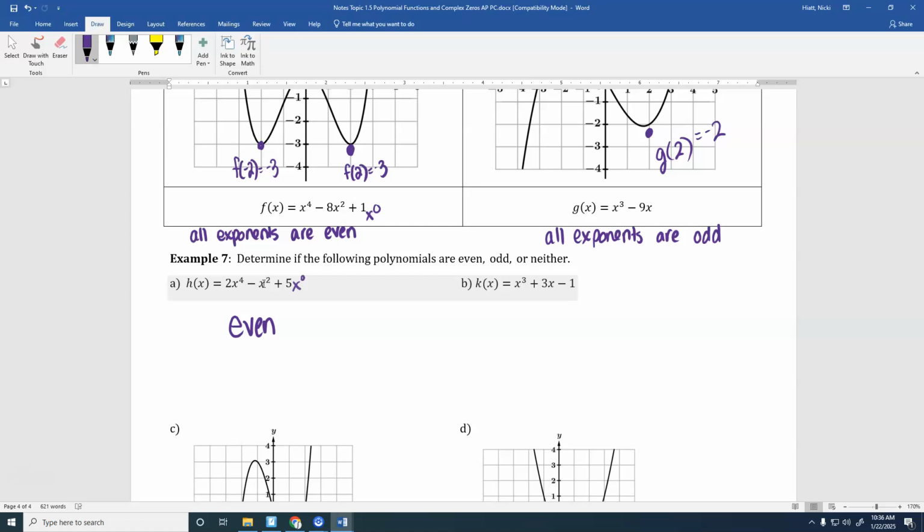What do you guys think for B? It looks odd, but it is neither. Why would it be neither, Aiden? Because that 1 right there has an x to the 0 with it. So if you have that constant term at the end, it's not going to have an x with it, but it has to have an x to the 0. So this would be neither because of that last term. Because this term right here is okay. It's got exponent of 1. Okay, here. All right.